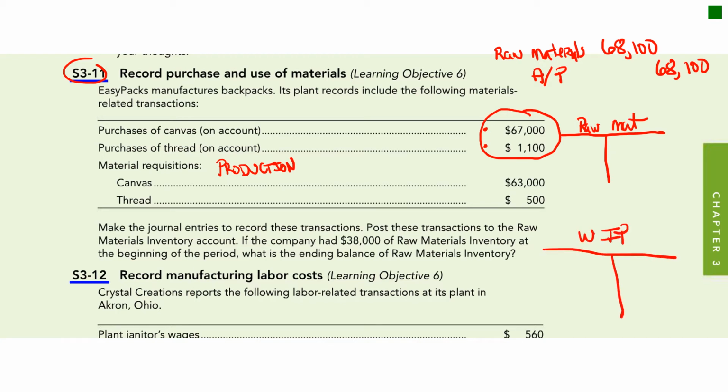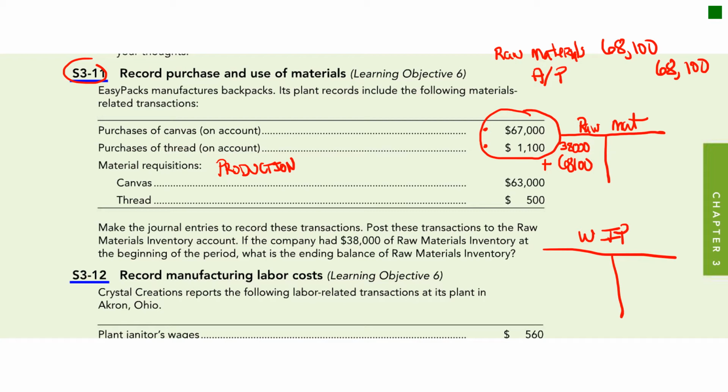Now, if they tell us in the problem, it says we had a beginning balance of raw materials of $38,000 at the beginning of the period, so that's going to be our beginning balance. We just bought $68,100, so we're going to post that. We're going to add that to that beginning balance. And then it says that they want to know the ending balance.